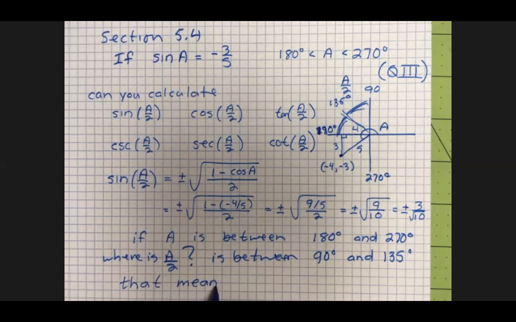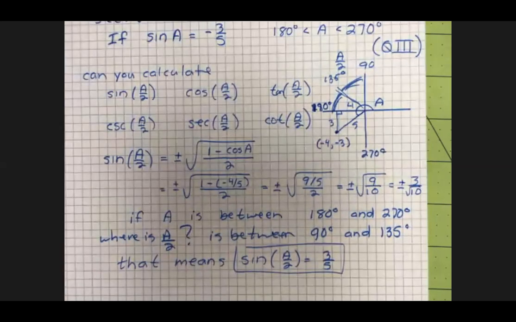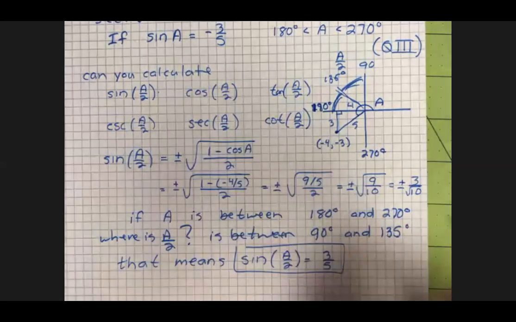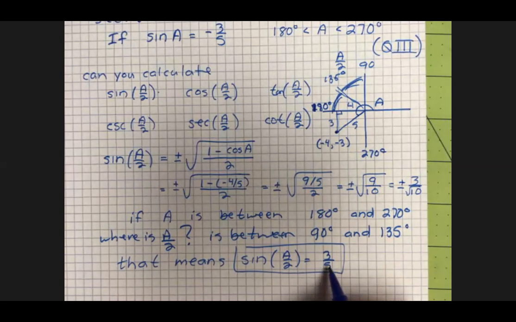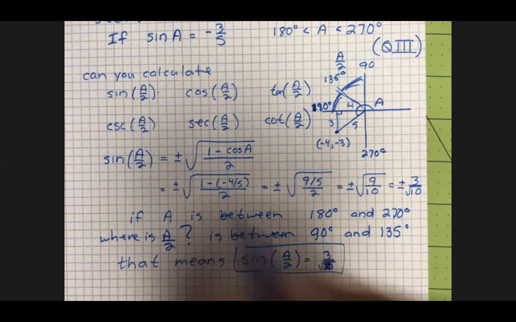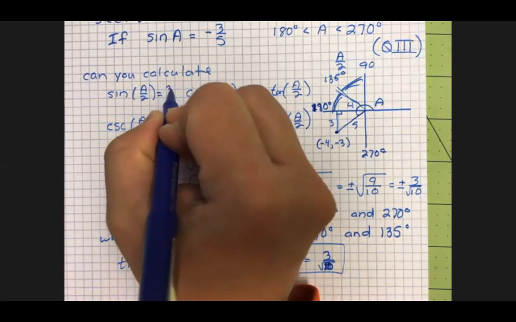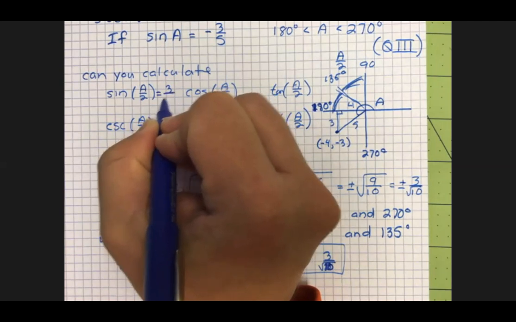So that means the sine of A over 2 is going to be positive 3 over root 10. Sorry, I was mixing the two angles.